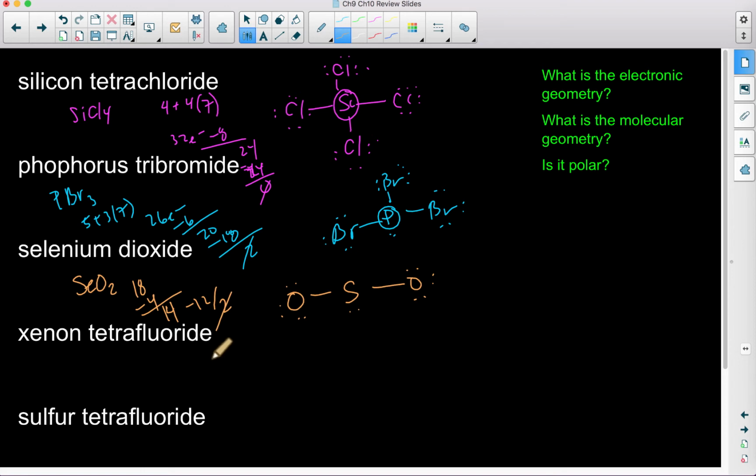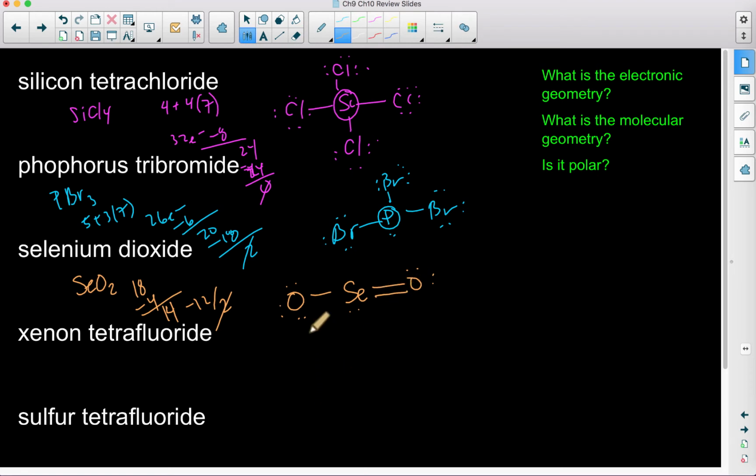And then 2, 4, 6, 8. 2, 4, 6, 8. Oxygen is fantastic. Selenium has 2, 4, 6. We've got to do something. So we're going to redistribute. We're going to take a pair off of here and turn it into a double bond.